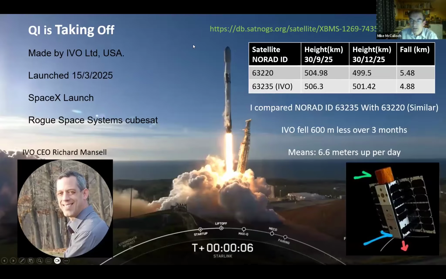Yeah, so that's been up there for a few months. So what I've done here is this is sort of hot off the press, so I hope there are no errors here, but what I've done is I've compared the Ivo sats, this one's fall, with a satellite that is almost identical. So 3 months ago, it was 506 kilometers height, and very recently, it was about 501.4 kilometers height. So it fell by about 4.88 kilometers.